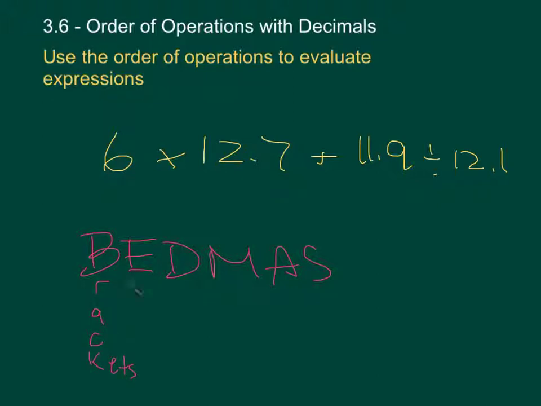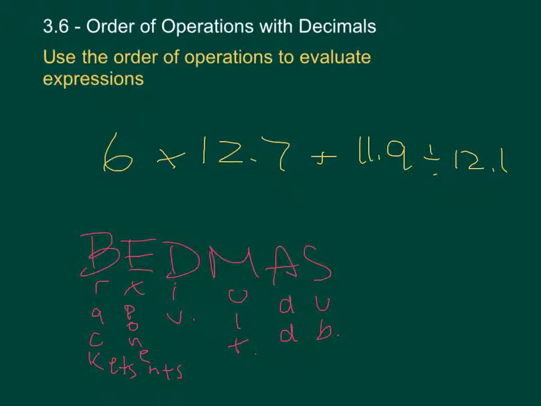Your E stands for exponents, which we probably won't come across in any of these questions. D stands for division. M stands for multiplication. A stands for addition. And S stands for subtraction. So you follow the layout of BEDMAS. If I had an equation with brackets and division and multiplication and addition and subtraction, I would first solve the brackets. Then I would do the division and multiplication, and then I would do the adding and subtracting. So this is just a common order that everybody follows, so we all come up with the same answer.